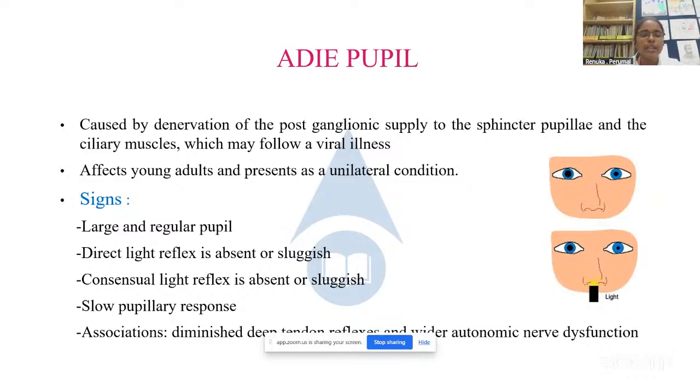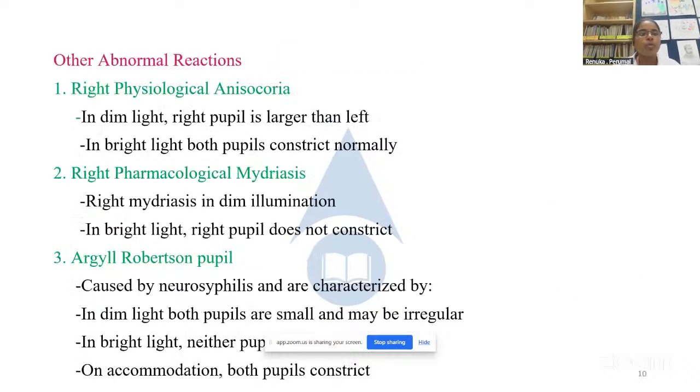We will be seeing the direct light reflex in the upcoming slides. The direct light reflex is absent or sluggish, and the consensual light reflex is absent or sluggish. There will be a slow pupillary response, and it will be associated with tendon reflexes and autonomic nerve dysfunction. We have other abnormal reactions also, which include physiological anisocoria.